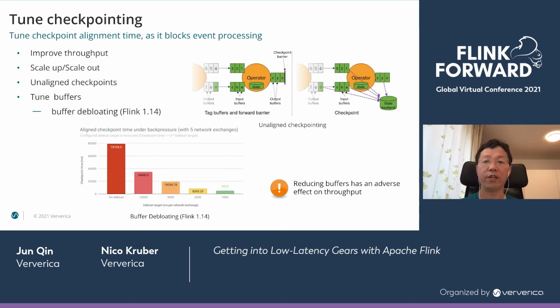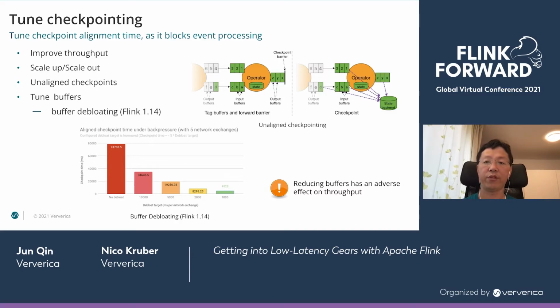The recently released Flink 1.14 introduced a new feature called buffer debloating. It can dynamically adjust the buffer size based on the current throughput, such that the buffered data can be worked off by the receiver within a configured fixed duration, for example 1 second. This reduces the data during the alignment phase, and it can be used in combination with unaligned checkpointing to reduce the checkpoint alignment time.